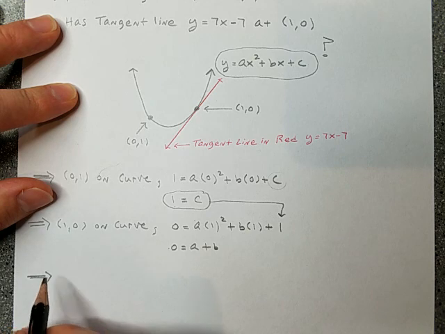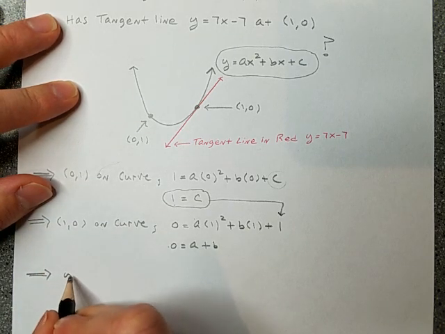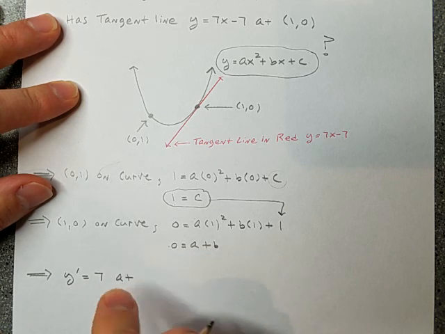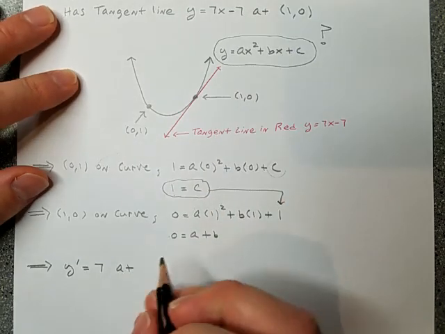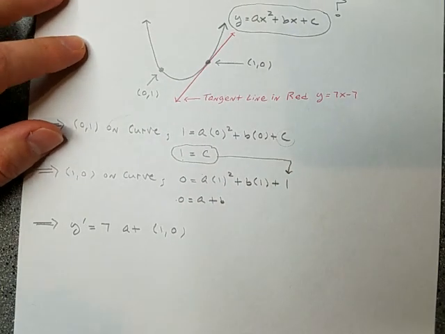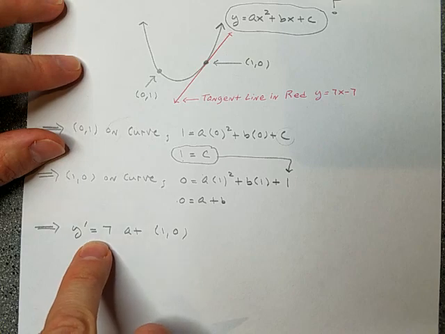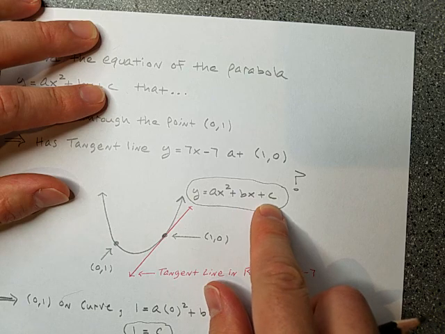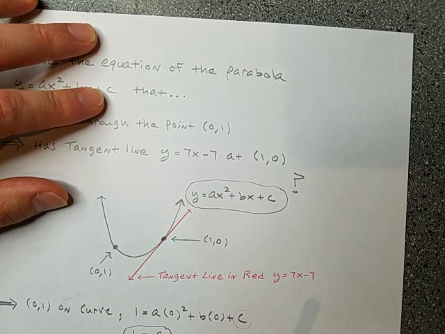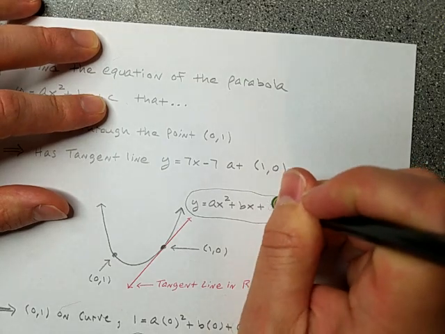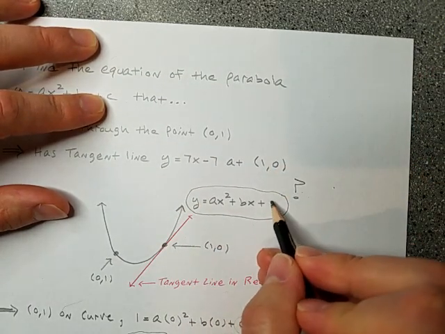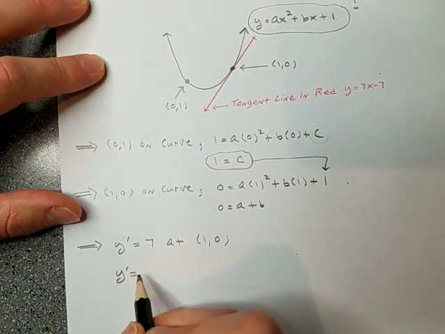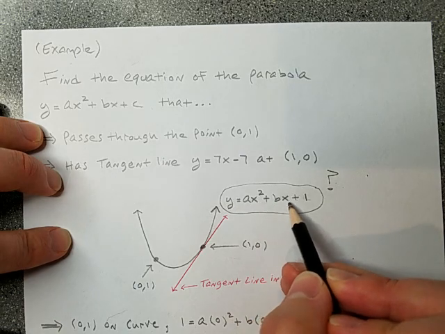So let's say this. Y prime is equal to 7 at the point, where was that point? 1 for x, 0 for y. Okay. Well, so what's y prime? Y is ax squared plus bx plus c. What is the derivative of that? How about this? I don't want to write c there anymore because I know it's 1. So y prime, the derivative of ax squared plus bx plus 1.